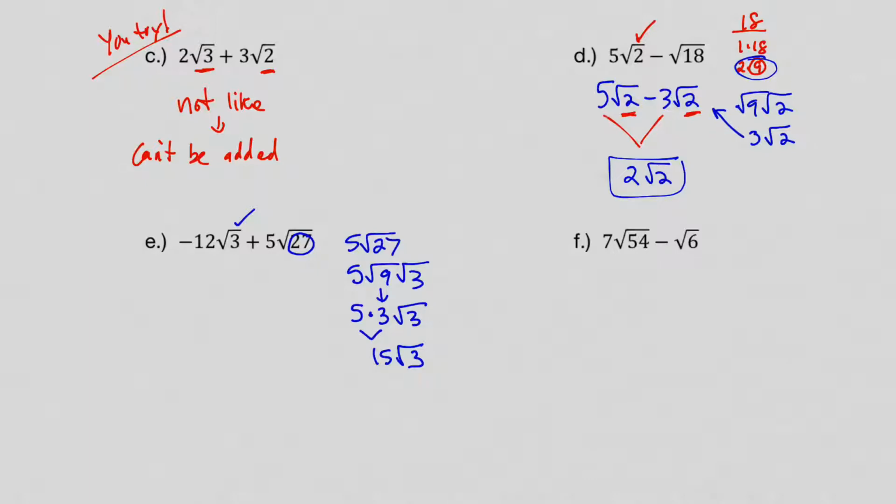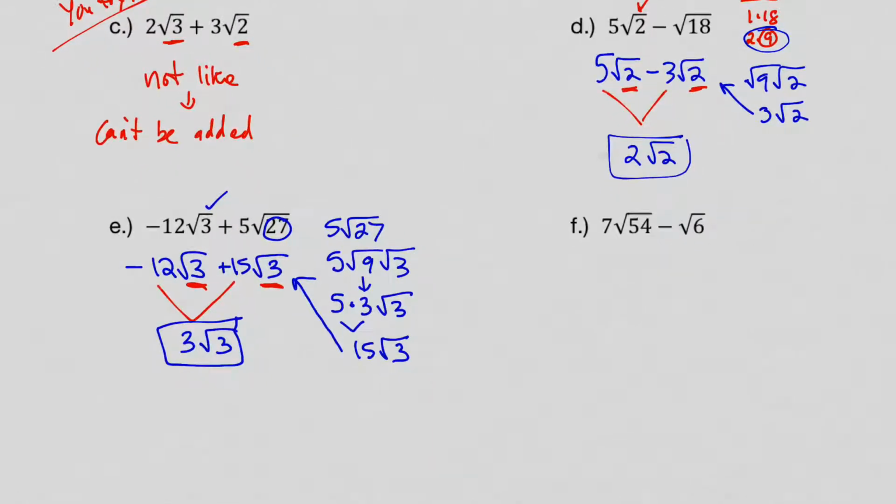So I recommend doing the scratch work for simplifying the radical on the side. And then when you're done, we're going to bring this back up here. So this guy's going to come up here. And we're going to do plus 15 radical 3. And as you can see, they are now like radicals. So that means we're going to go ahead and put these two together, giving us 3 radical 3. Okay, so why don't you try F and give yourself some time and pause the video.